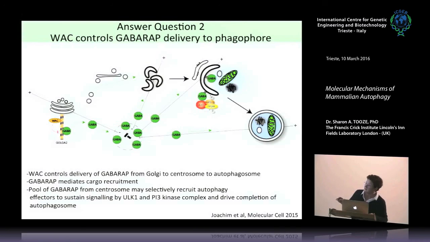So WAC is sitting on the GM130. The GM130 is binding the GABARAP. We think there's a dynamic exchange between the Golgi pool of GABARAP and the centrosome. So this is the centrosomal pool. We believe that the GABARAP is moving out of the centrosomal area on microtubules.